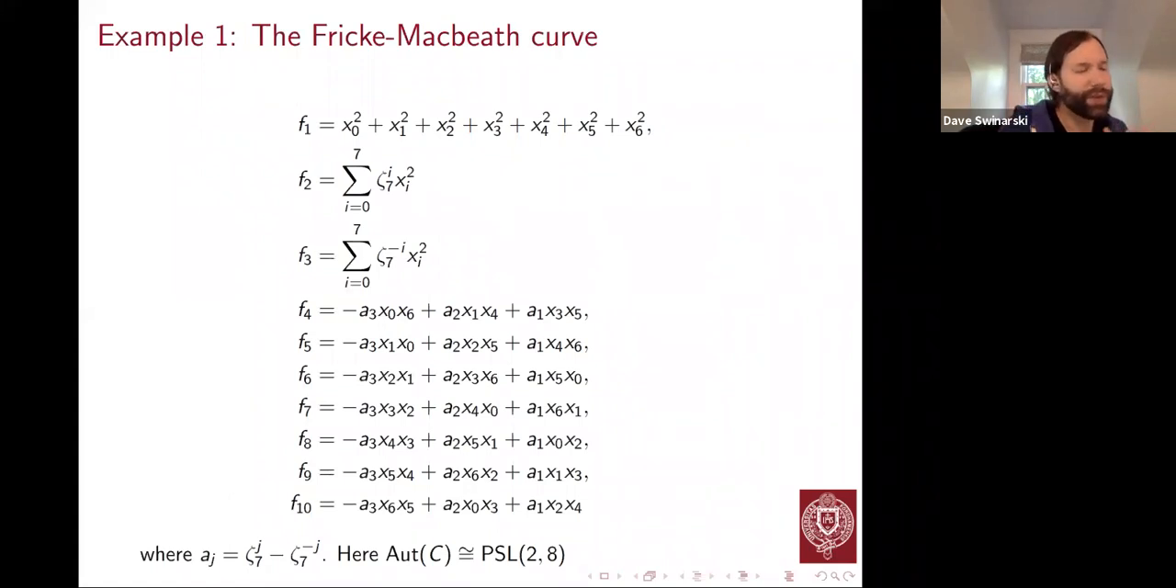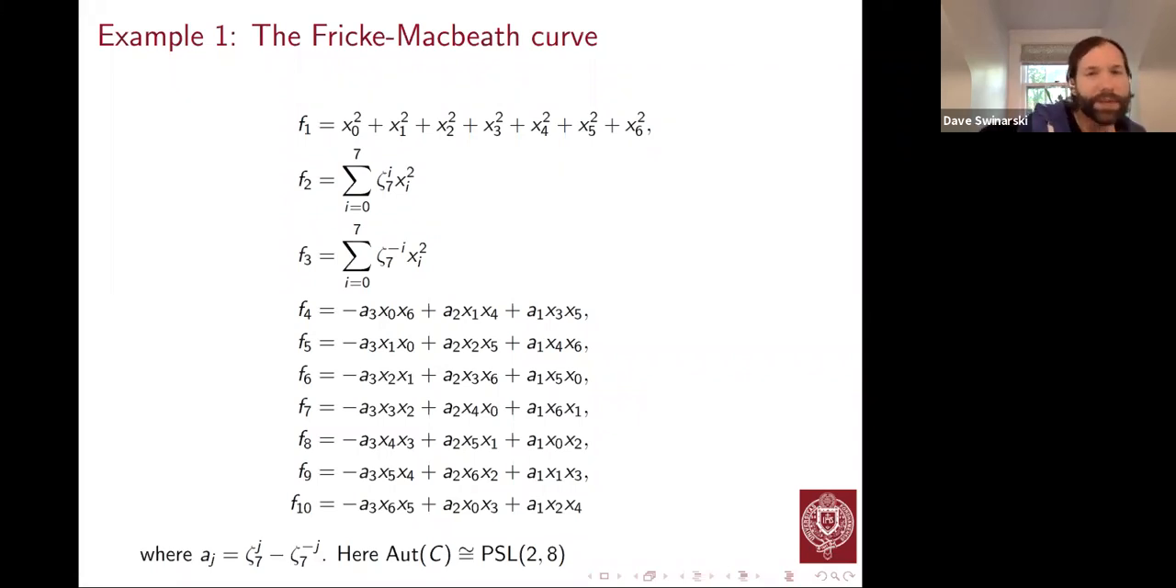And so the first one I'm going to study is the Fricke-Macbeath curve. This is the genus 7 smooth curve with the largest automorphism group. It has order 504. It's isomorphic to PSL(2,8). That's as large as an automorphism group can be by Hurwitz's bound, 84(g-1).